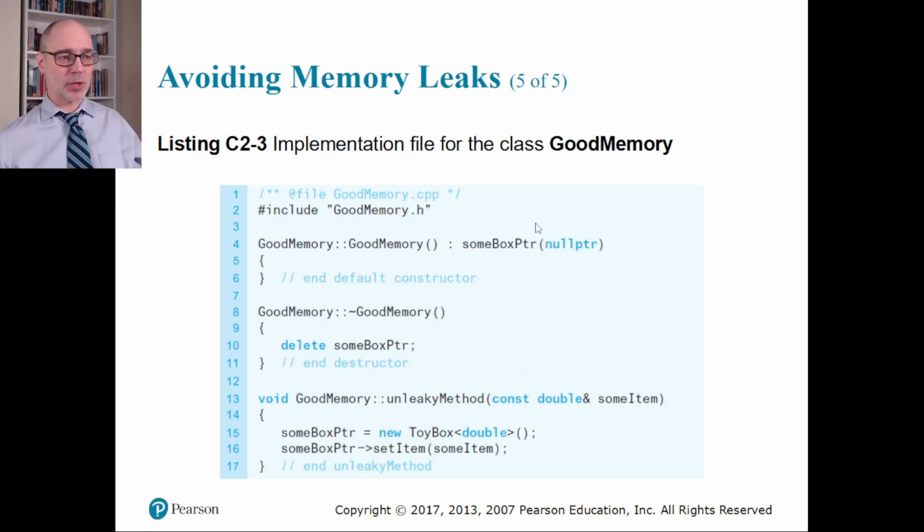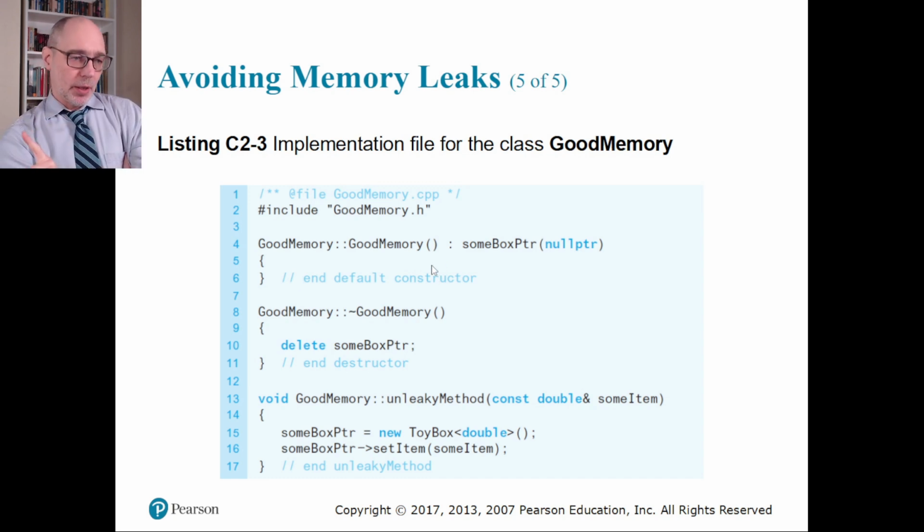Here's the implementation of those functions. This stuff is sitting in goodmemory.cpp. Now notice that this particular example is not a template class. It only uses toy boxes that hold doubles. Because of that, we don't have to grapple with the question of where you put the code for a template class. Are you going to put it in a .hpp or a .tpp or something like that? That's not an issue. This is just a normal standard non-template class, and yes, this goes in .cpp, and this gets compiled to its own object file. So a little bit simpler.